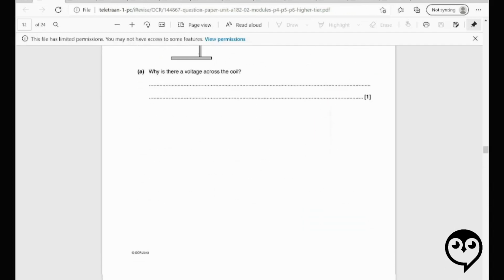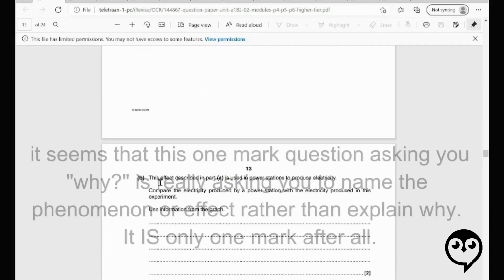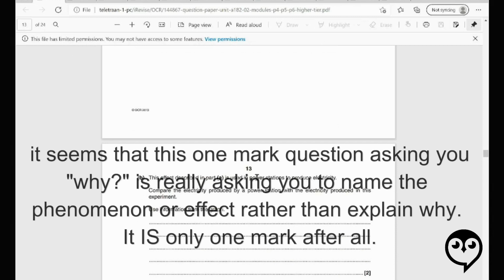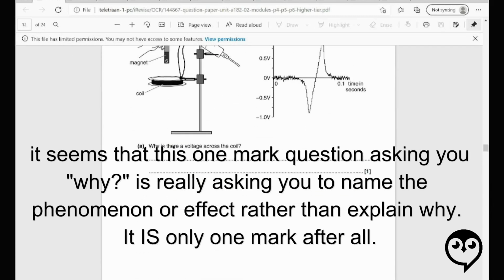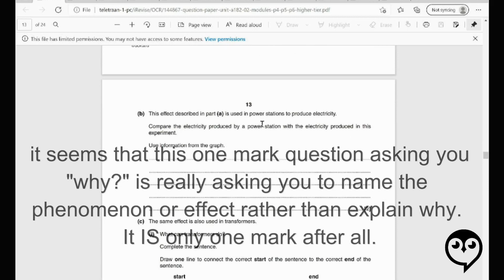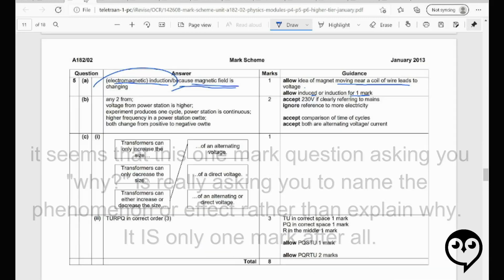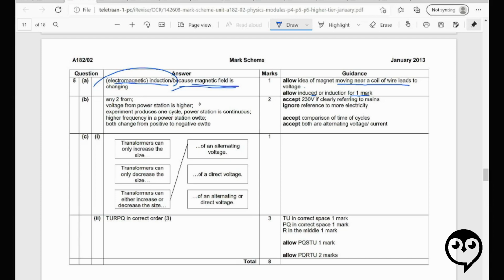Interesting. I suppose because they say the effect described in part A, and it's one mark, you could say it's electromagnetic induction. I suppose you could get that from looking at part B. Speaking of part B, obviously the voltage at the power station is much higher. The experiment is only one cycle. The power station is continuous. That's what I was saying.